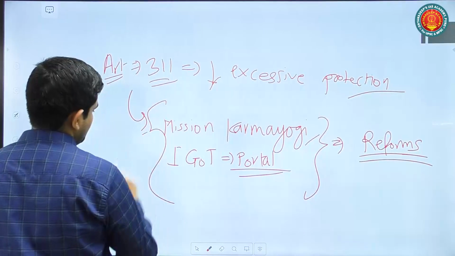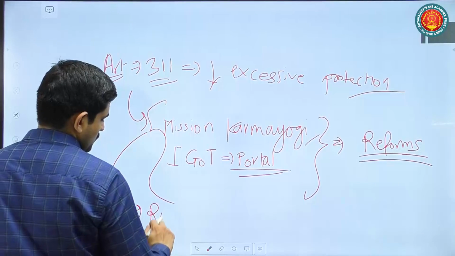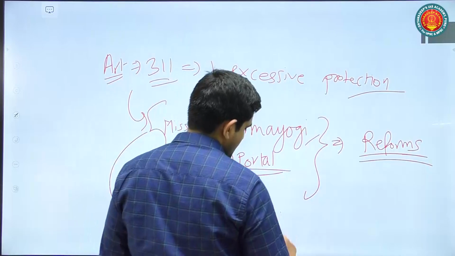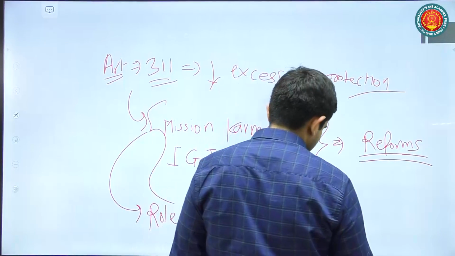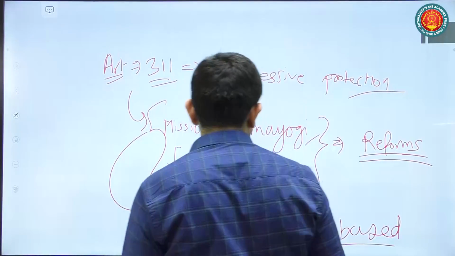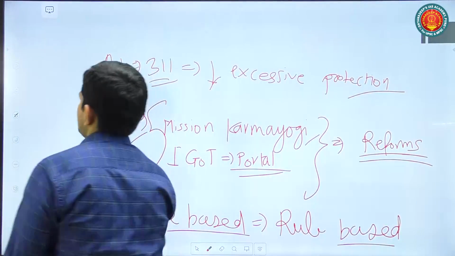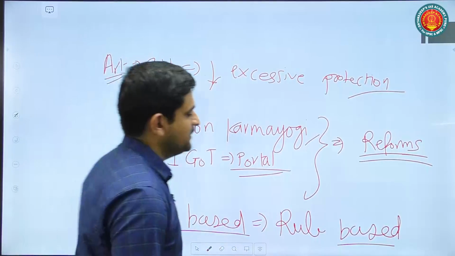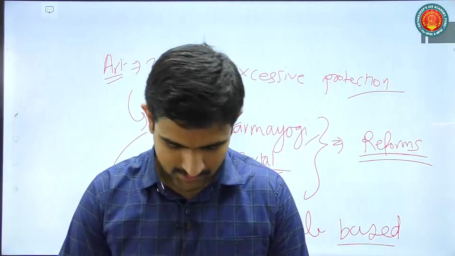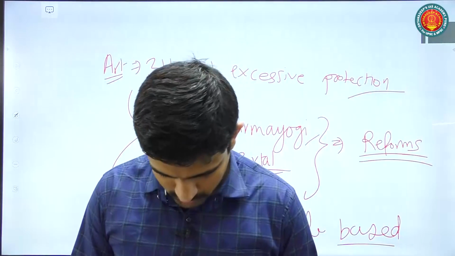So what does Mission Karmayogi talk about? The role-based bureaucracy rather than merely rule-based bureaucracy. Such a question you can also expect in the exam, role-based rather than rule-based. And you can also write these things in the conclusion part as well. So both the things are there, and that is also your conclusion.